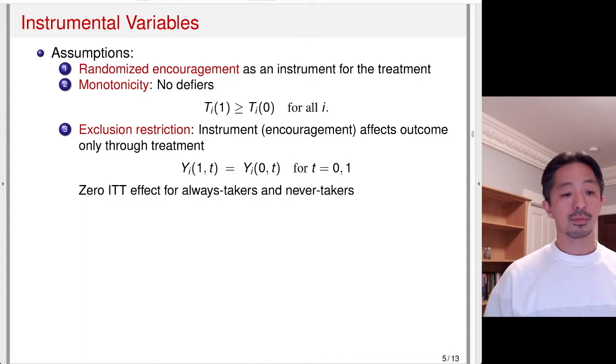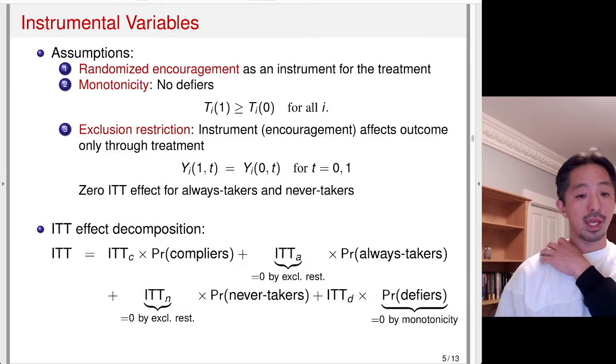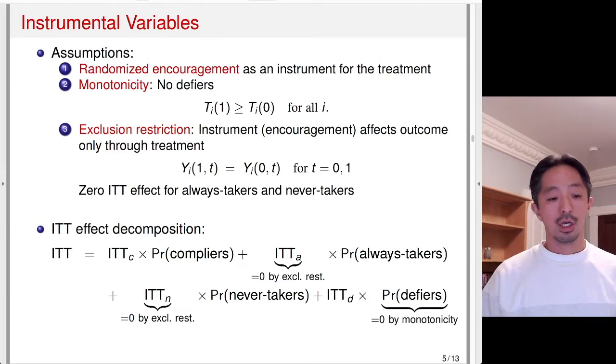Once we make these assumptions, we can do some analysis. Okay. The important thing here is that we're going to decompose the ITT effect. So on the left-hand side, we have the intention-to-treat effect, which we can identify by difference in means, right? Comparing the average outcome of the group who are encouraged, and then subtracting the average outcome of the control group, those who are not encouraged. And so the left-hand side is identifiable because the intention to treat itself is randomized. Now, suppose we decompose this ITT effect into the ITT effect for compliers, plus the ITT effect for always takers, plus the ITT effect for never takers, and the ITT effect for defiers. Okay, so ITT_C, ITT_A, ITT_N, ITT_D.